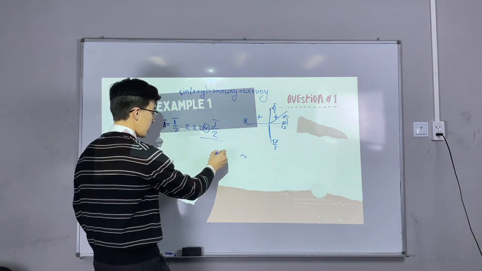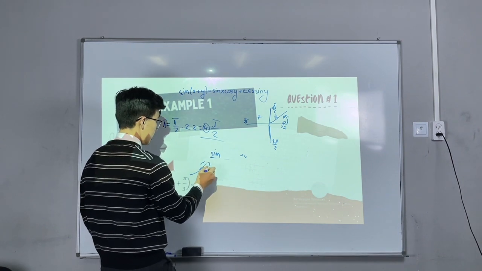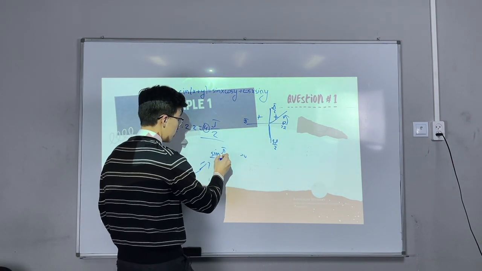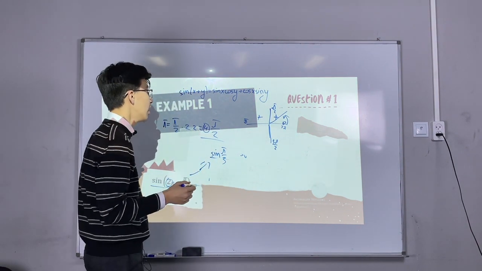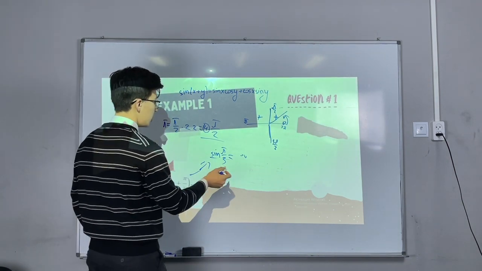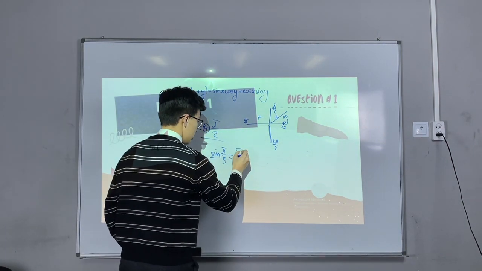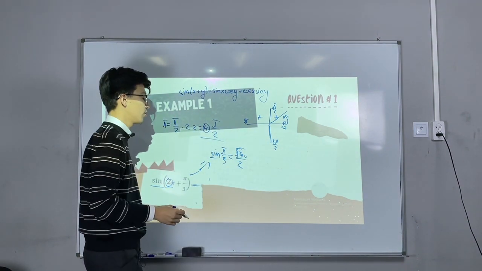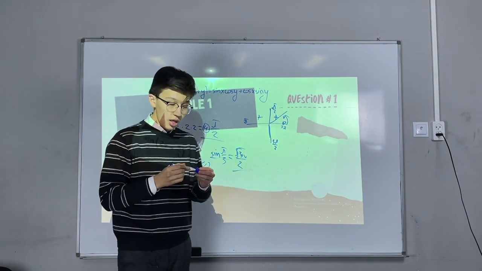And here we just write that our function won't change, sine pi over 3 with the positive sign. And as you know, the value of it will be root of 3 over 2.